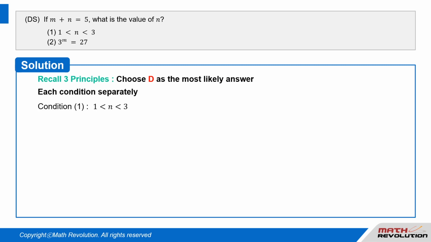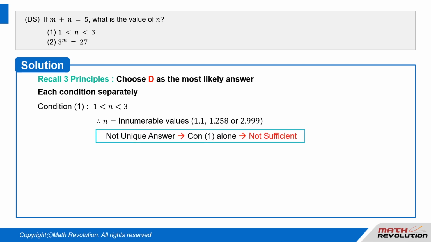Let's take a look at each condition. Condition 1 tells us that 1 is less than n, which is less than 3. This means that n can have innumerable values, such as 1.1, 1.258, or 2.999, as the question does not say that n must be an integer. Since it is not a unique answer, this condition is not sufficient.